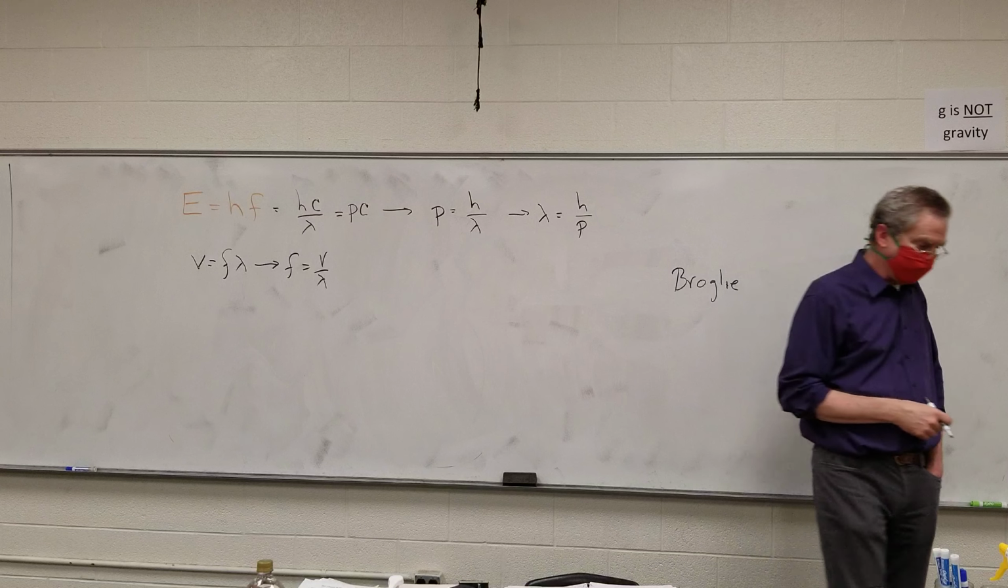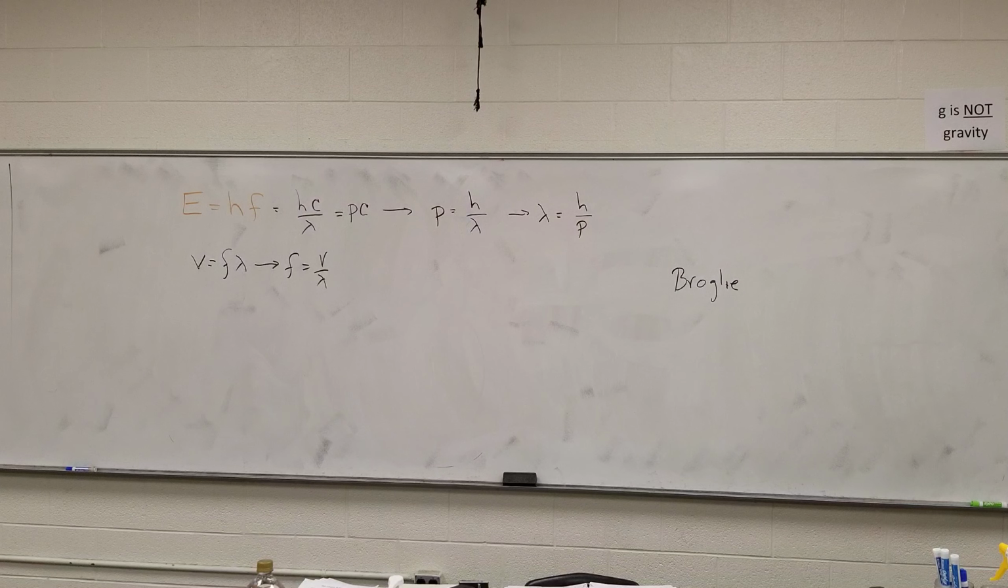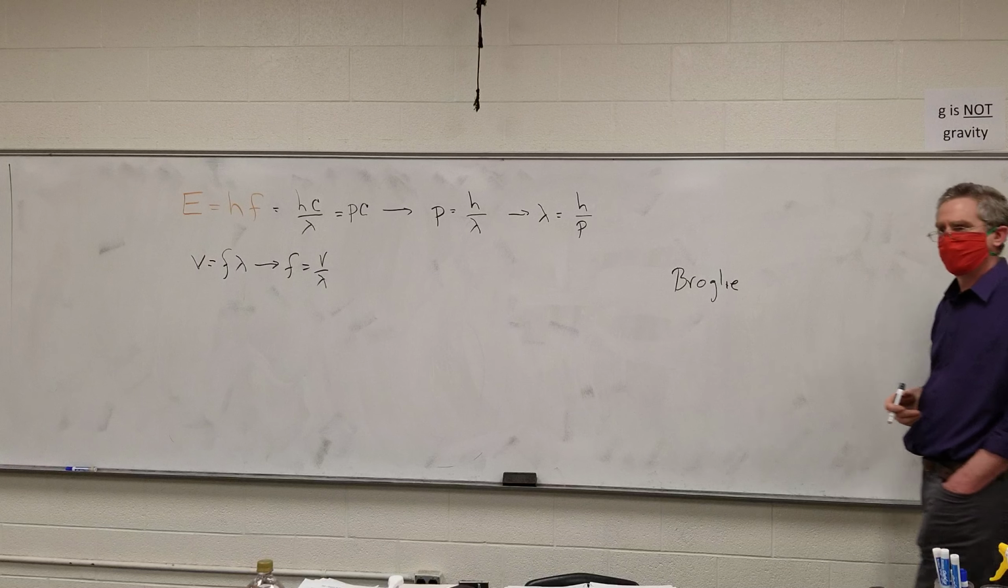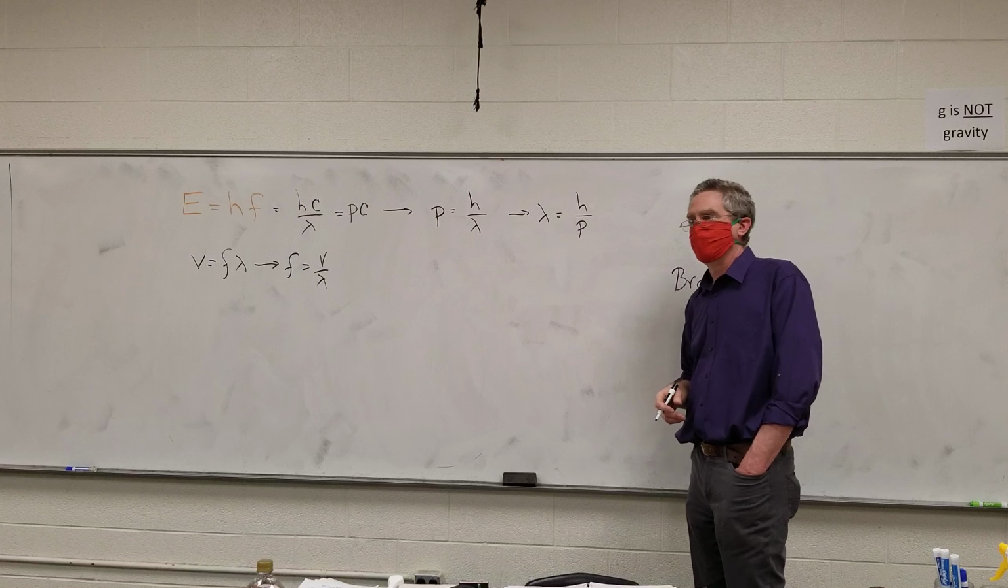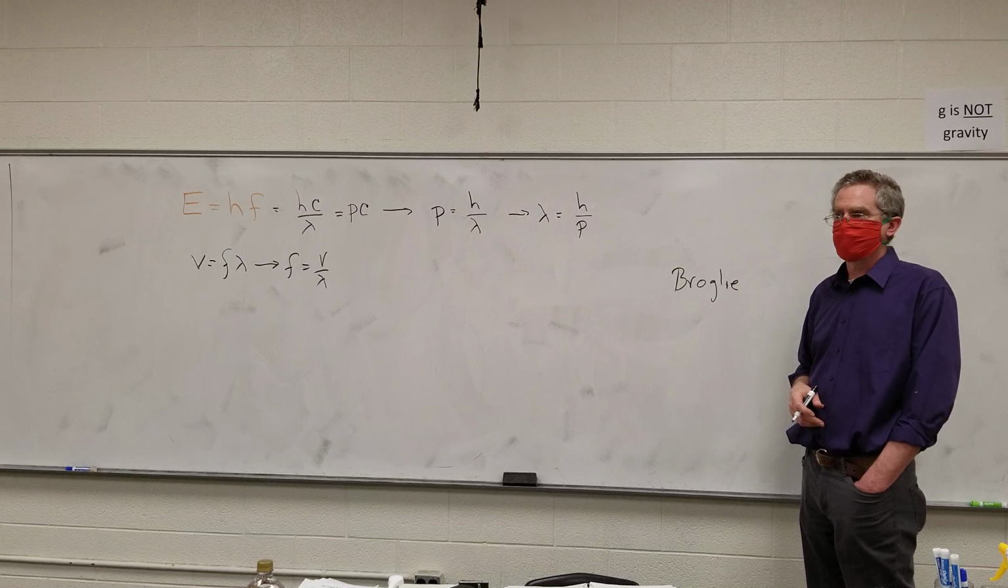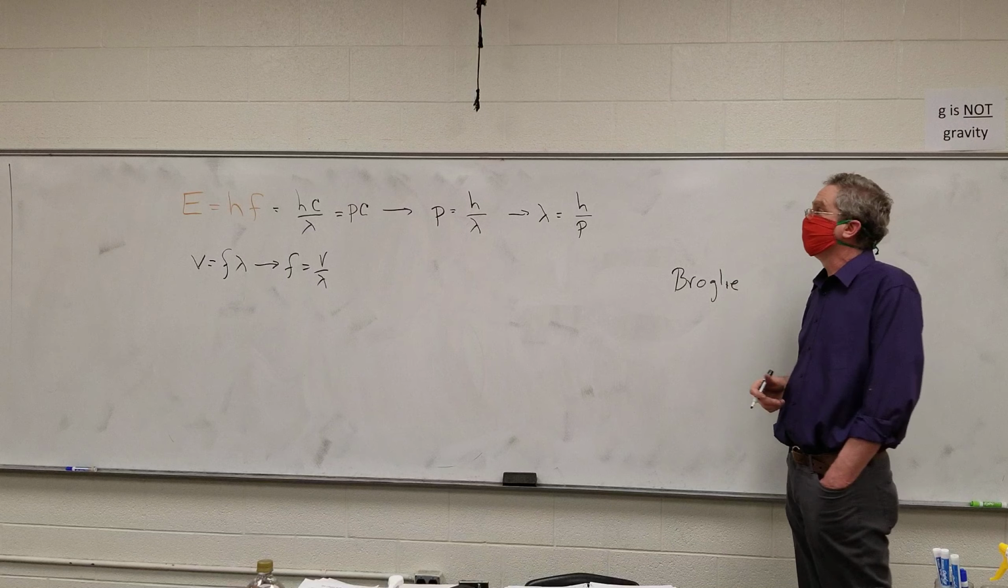All this is well and good for light, but we're talking about light acting like a particle and a wave. Well, if light can behave like a particle and a wave, why can't other things, like electrons? Can electrons behave like a wave? Because we treat them as particles. What about us? Can we be waves?